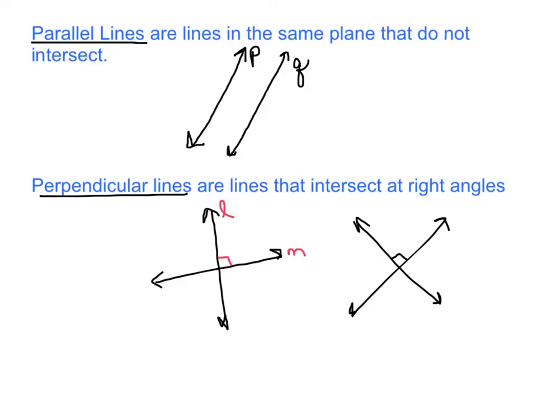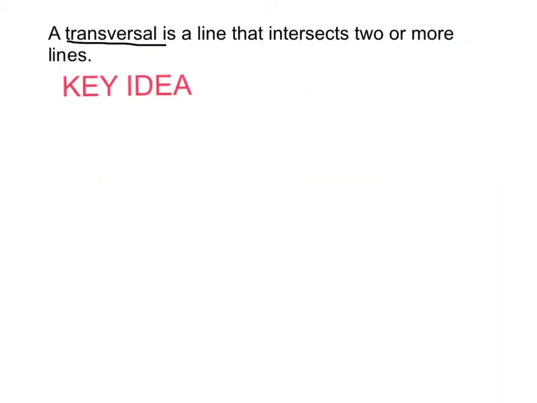So let's now talk about your key idea, what we're talking about in section 3.1. Vocab word, here's a new one that we're going to talk about right before our key idea. A transversal is a line that intersects 2 or more lines. So we'll draw a picture of that in a second, but make sure you get that written down. So now let's talk about our key idea.